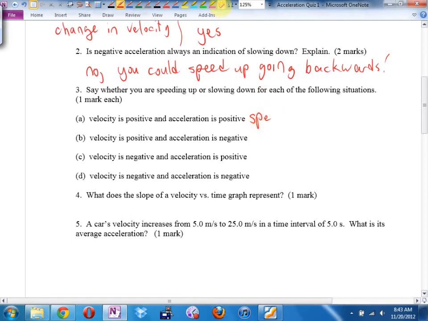Velocity is positive, acceleration is negative. Down. Slowing down. Velocity is negative and acceleration is positive.